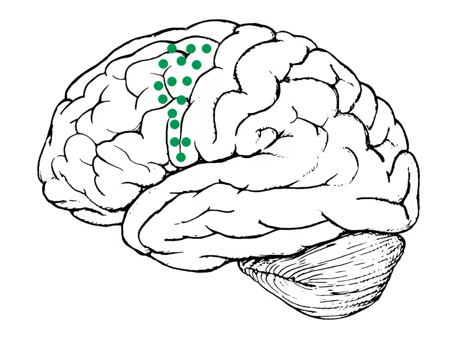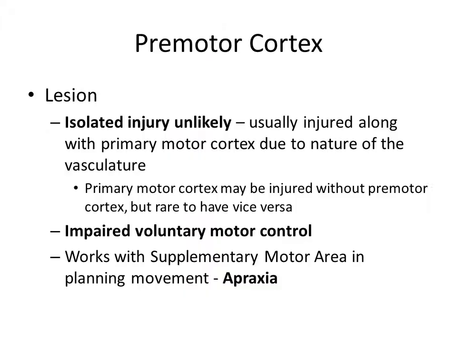You can see here I've put some green dots down where I am representing my premotor cortex. If we have an injury to the premotor cortex, we're likely to have it in combination with the primary motor cortex. The way the blood supply is, an isolated injury to this area is unlikely. But if we do have an injury to this area, we will see impaired voluntary motor control. And in particular, we'll see a condition known as apraxia. I'm going to talk a bit more about apraxia when I talk about the supplementary motor area, which is just medial to the premotor cortex. But apraxia is essentially a problem with sequencing of movement.